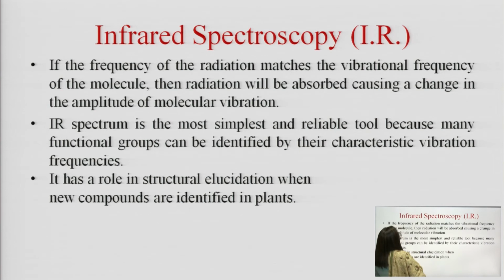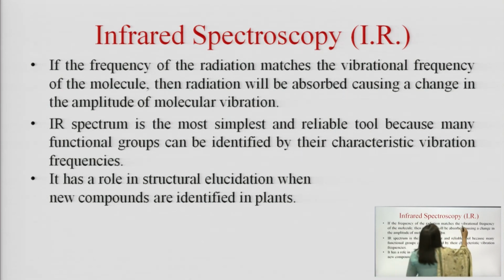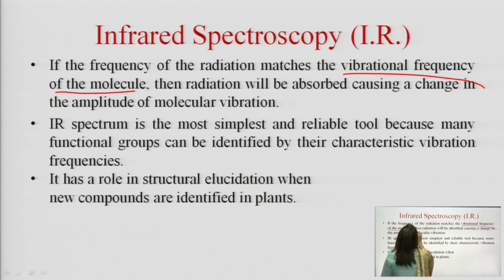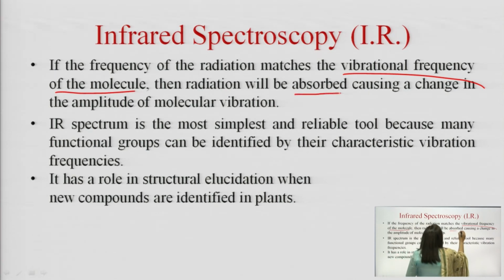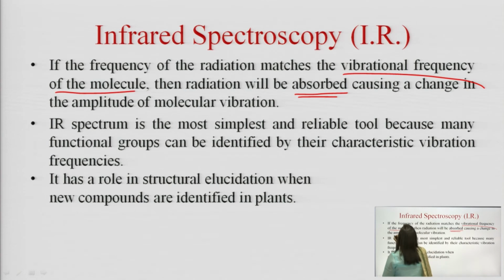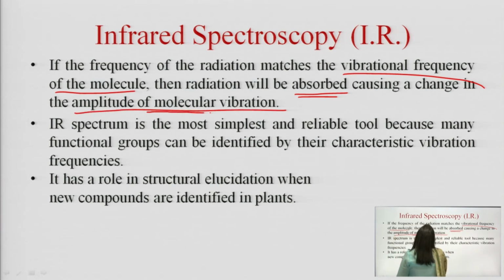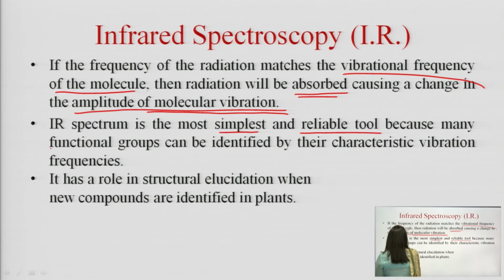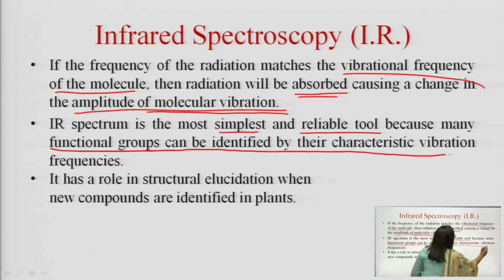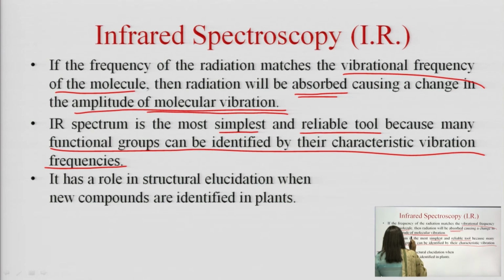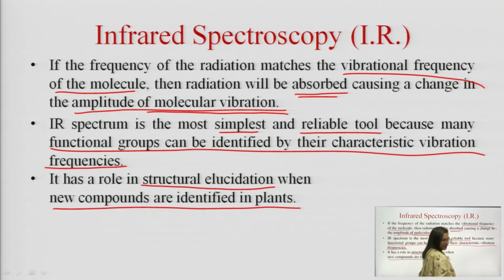If the frequency of radiation matches the vibrational frequency of the molecule, then the radiation will be absorbed, causing a change in the amplitude of the molecular vibration. IR spectrum is the simplest and most reliable tool because many functional groups can be identified by their characteristic vibrational frequencies. It has a role in structural elucidation, in particular with the new compounds in plants.